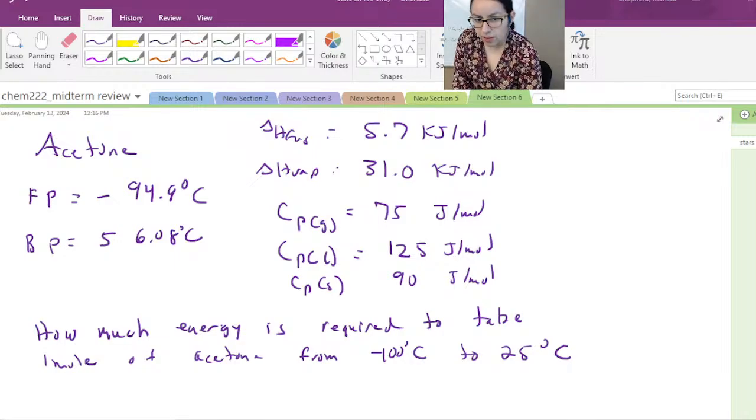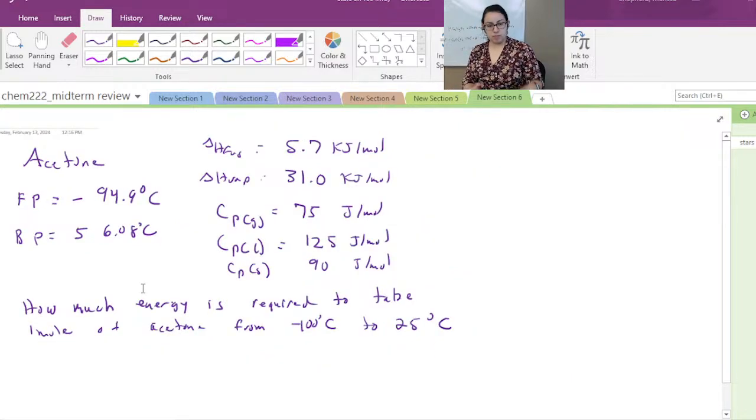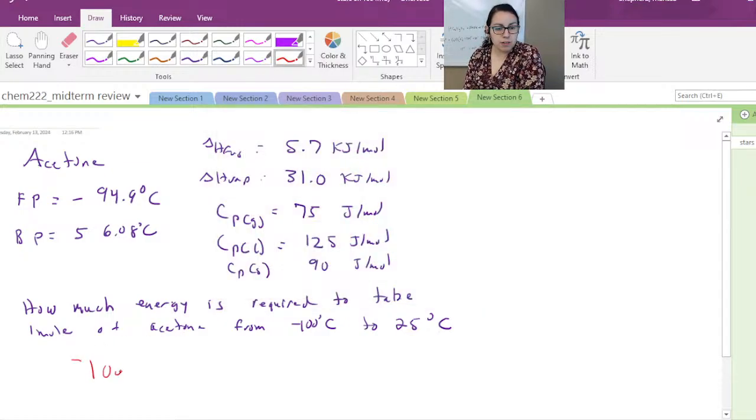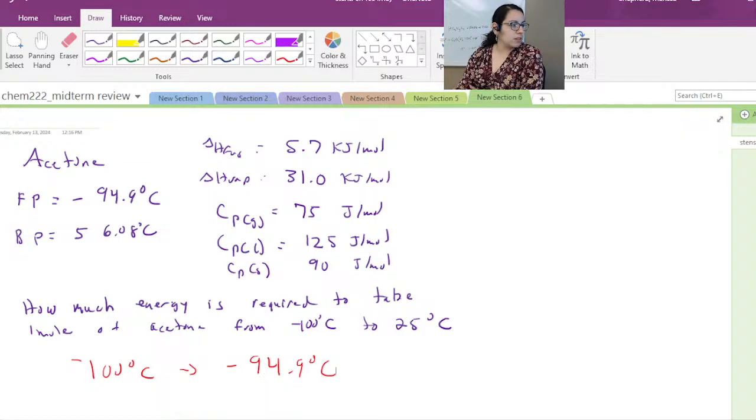So let's start hearing your thoughts. So what do we do? What do we start with? Lyra? We could start by finding the change in temperature as the acetone goes from its initial state of negative 100 degrees Celsius to the freezing point, negative 94.9 degrees Celsius. So that sounds good. So did everybody hear that? So you said let's start from negative 100 degrees Celsius, but then you had to notice that the freezing point is pretty close. So let's calculate how much energy that took.